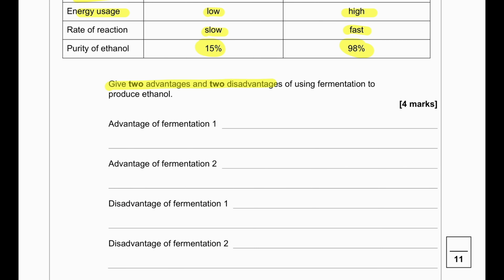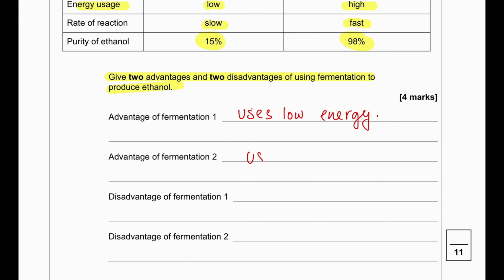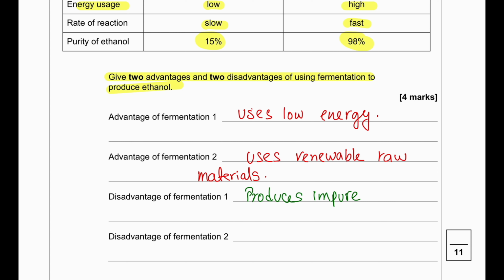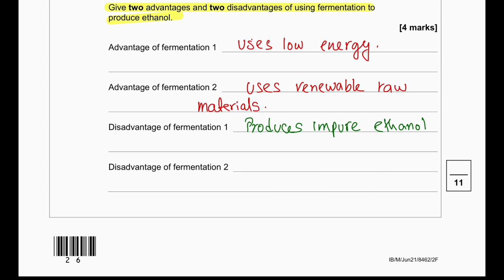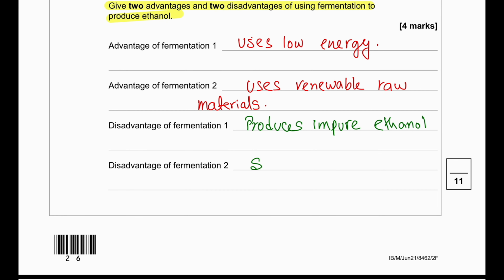Give two advantages and two disadvantages of using fermentation to produce ethanol. So when it comes to advantage, first of all, we can say fermentation uses lower amount of energy. Fermentation uses renewable raw materials such as sugar. However, disadvantage would be fermentation produces impure ethanol, which is only a very small percentage, like 15%. And the rate of reaction is very slow, so it takes a long amount of time to produce ethanol.